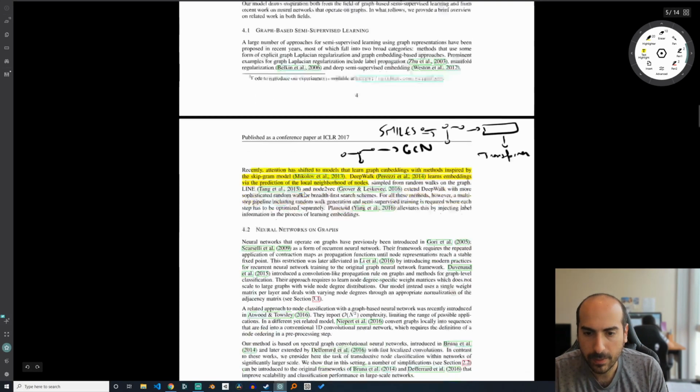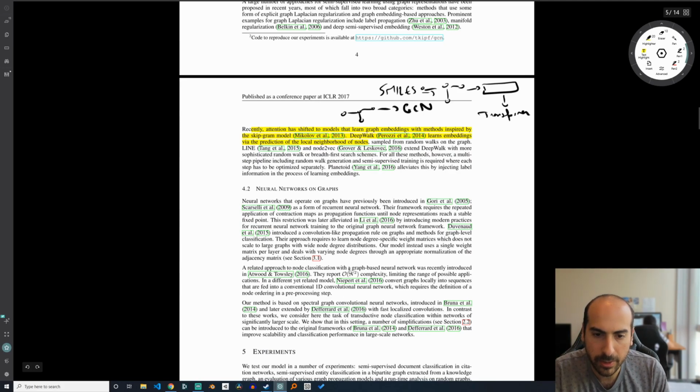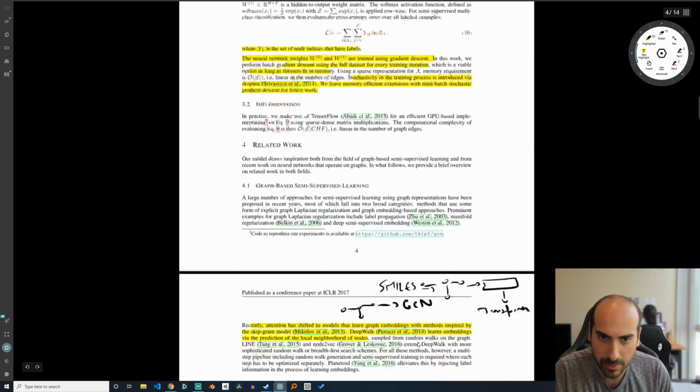All right. So neural networks that can work on graphs, they convert graphs into local sequences that are then fed to... Yeah, so this is a paper I read months ago. I think I even had a stream about it. Fast localized convolutions. We consider the task of transductive node classification at significantly larger scale, and that a number of simplifications can be introduced to improve the scalability and classification.